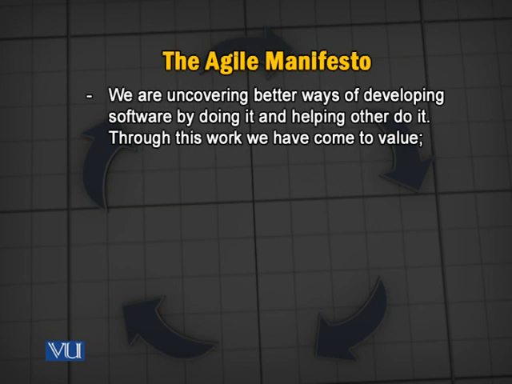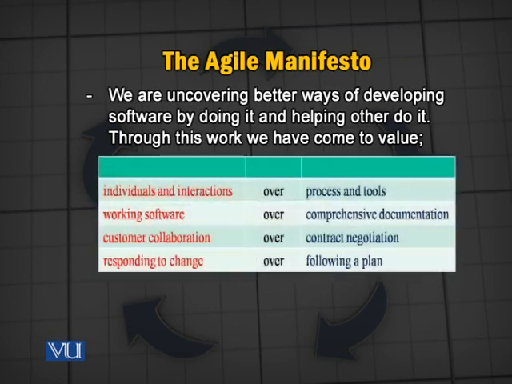Through this work we have come to value, that is, they are saying that in the way we build software and help others, we have determined that individuals and interactions are more important over processes and tools. And working software is more valuable over comprehensive documentation. Customer collaboration is preferred over contract negotiations, and responding to change is a better way than following a plan which does not change.